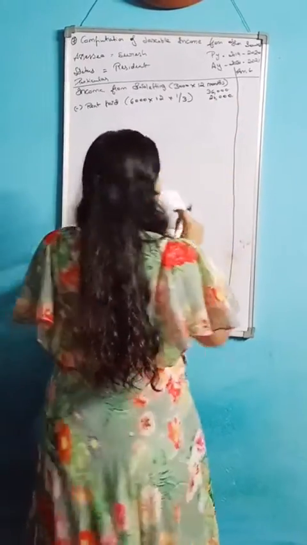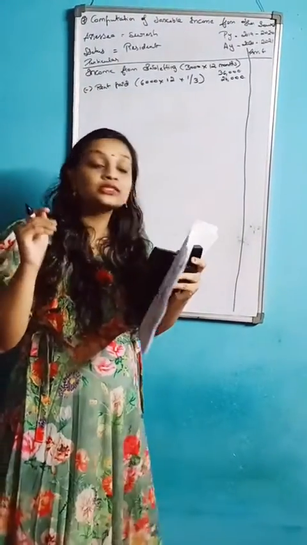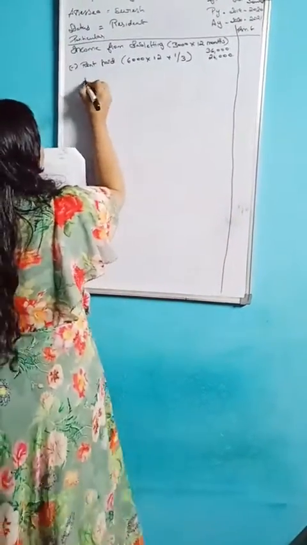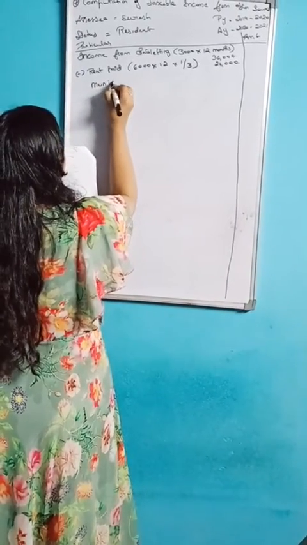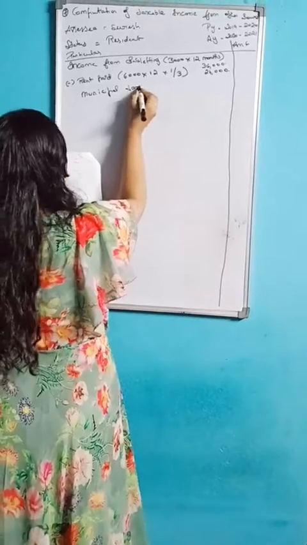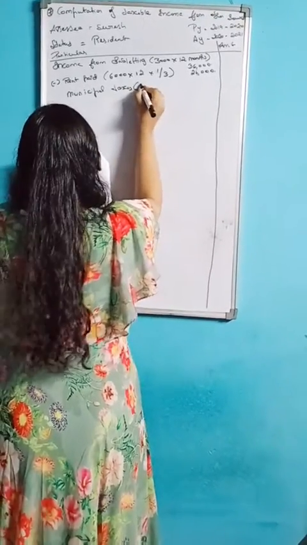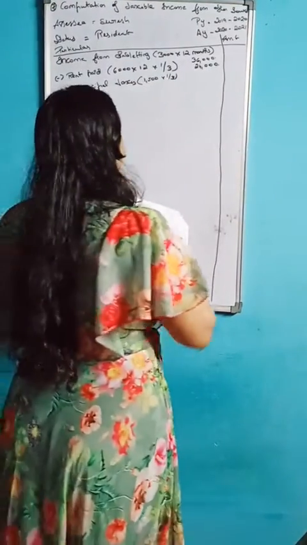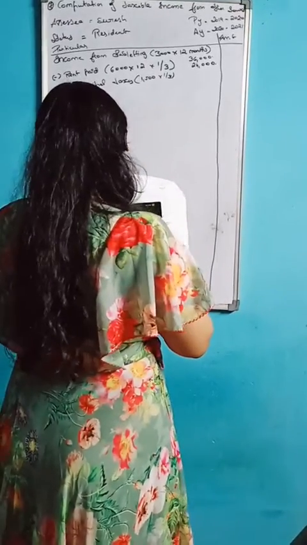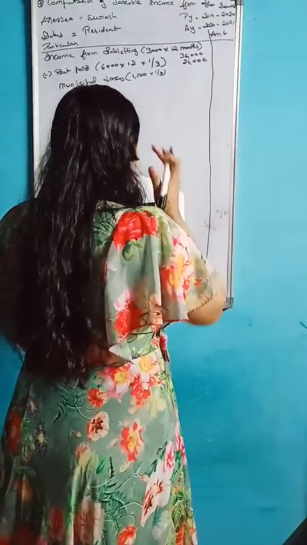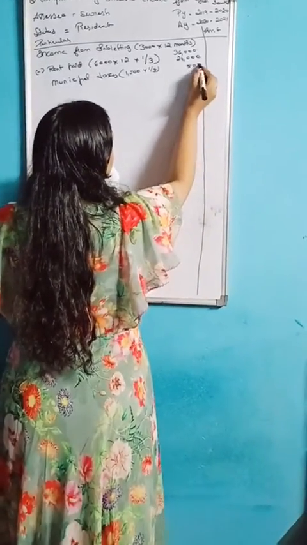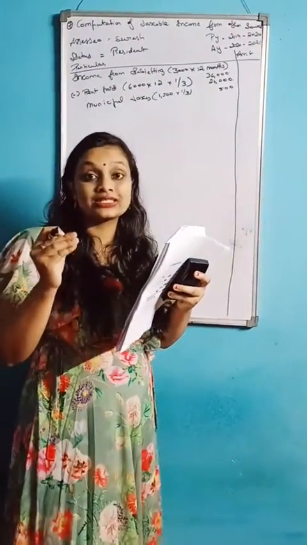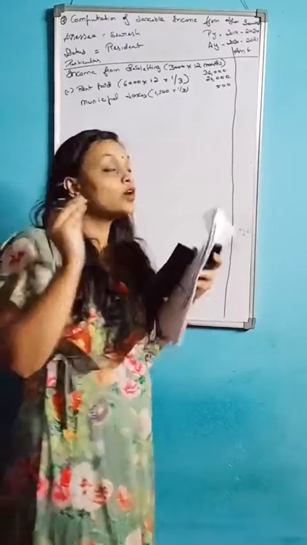After that, municipal tax they have mentioned. The amount is 1,500 and it is for the 1/3 portion. So municipal tax, in bracket, 1,500 into 1/3. How much will you get? So 1,500 into 1 divided by 3, you will get 500. Next one is repairs. In the question they have mentioned repairs. The amount is 600 and 1/3 of the portion.